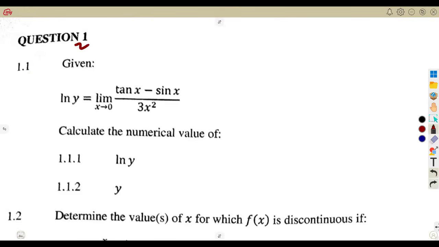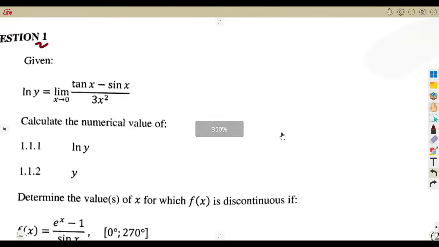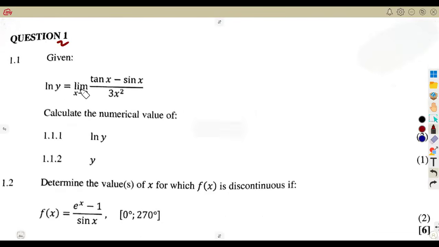All right, that is given ln y is equal to, let's see. So this is the ln of y, which is equivalent to the limit as x approaches 0 of (tan x minus sin x) over 3x squared. And you're given to calculate the numerical value. The numerical value, is it 2, is it 3, whatever you have there, of what? The first part, ln y.